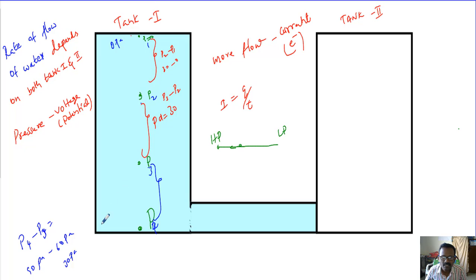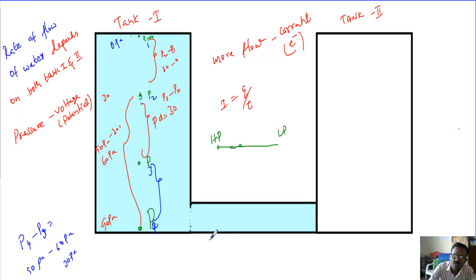Yes, this is 90 pascal. This has 30 pascal. What is the difference between this point and this point? That is 90 pascal minus 30 pascal, that is 60 pascal. The potential difference is 60 pascal. I think you would have understood the potential difference very well. If the potential difference is more, flow will be more.